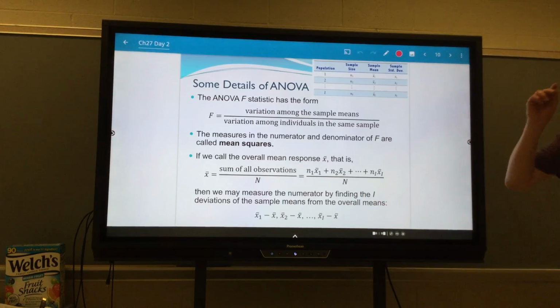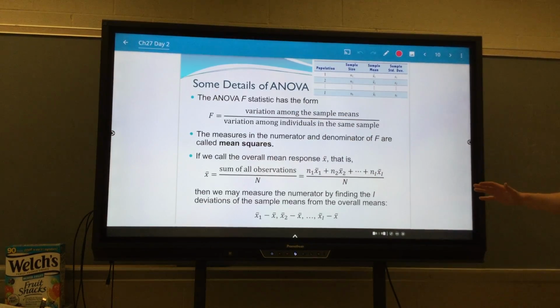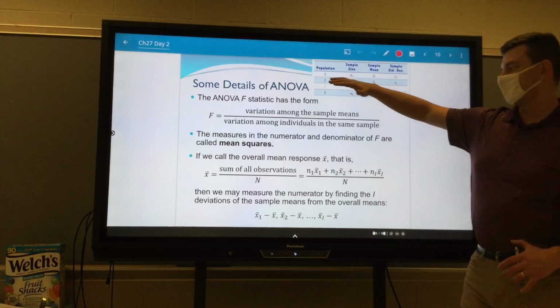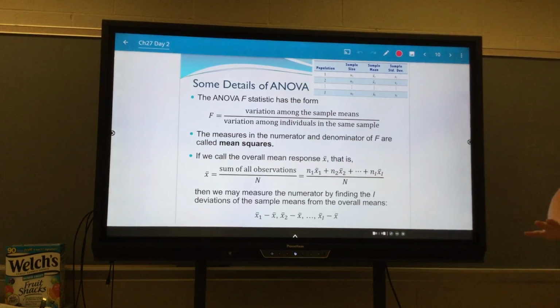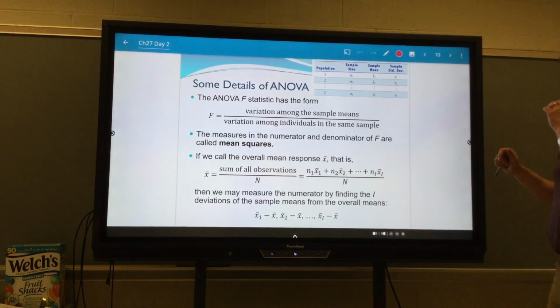But what they're doing is they are finding what are called mean squares. Those are the numerator and the denominator values. Okay? So you're finding the mean squares of the group, which is the numerator, and the mean squares of the denominator, which is the error, the mean squares of the error.